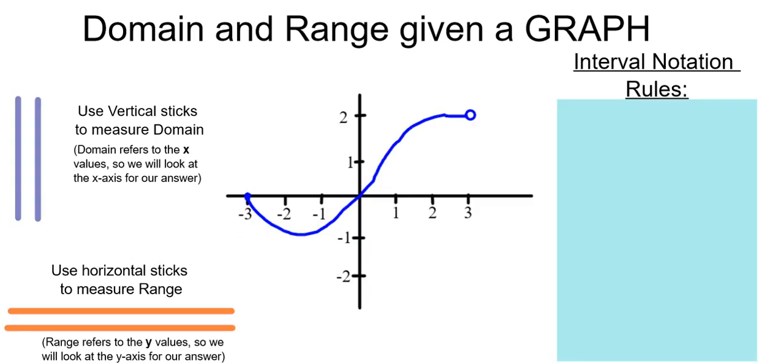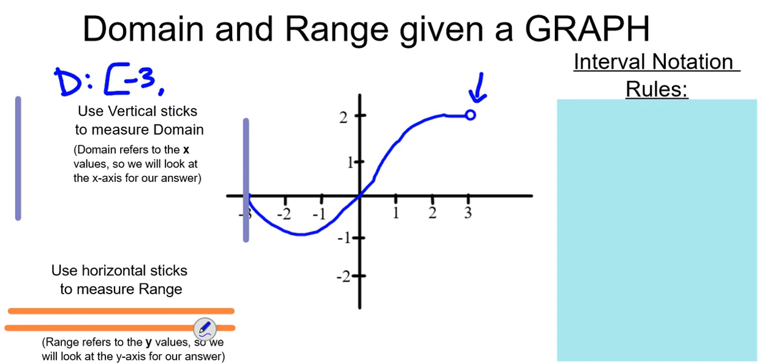All right, so we've got something different here. Do you see right here that open circle? All right, let's talk about what that open circle means. When we do our domain, it's really easy to see that our farthest left point on the graph is -3, right? So we're going to say our domain starts with, we're going to include -3, so that's a bracket.